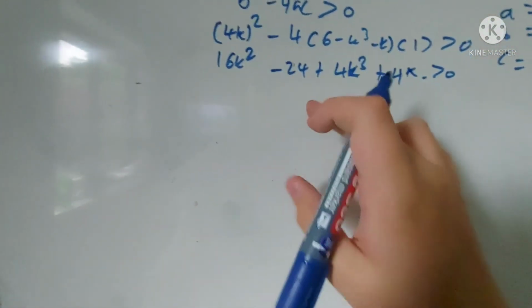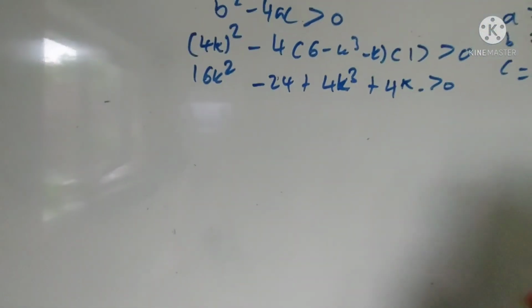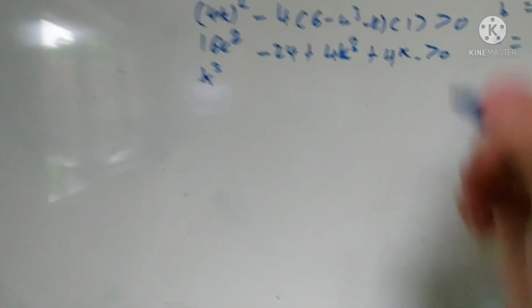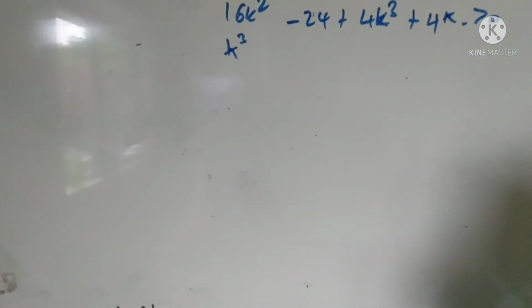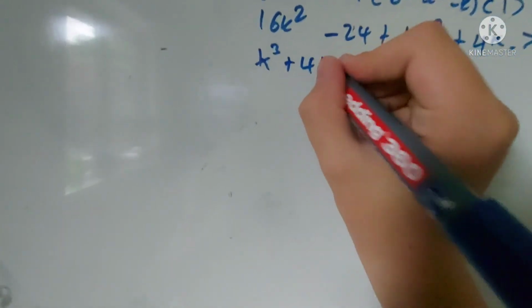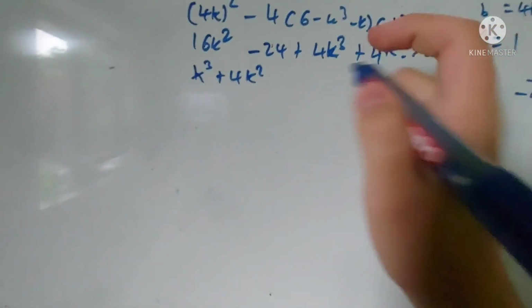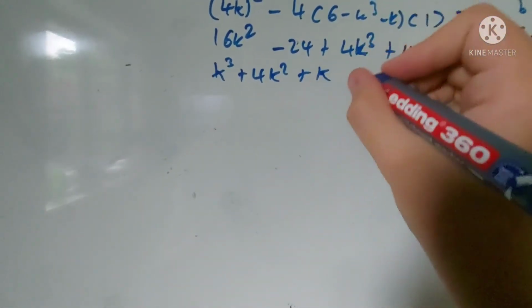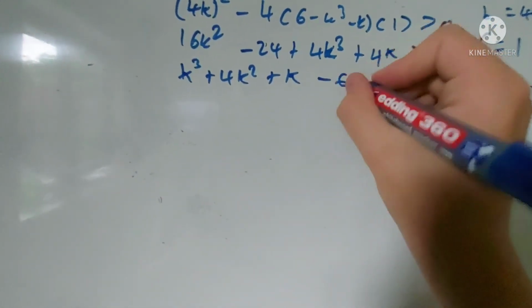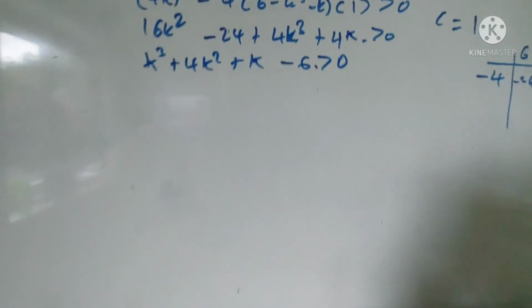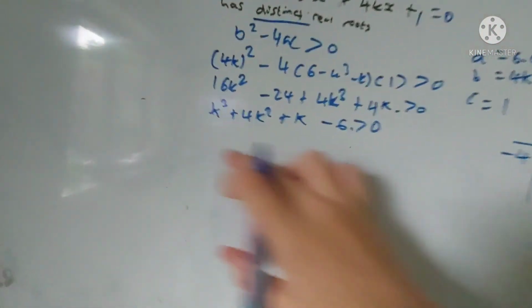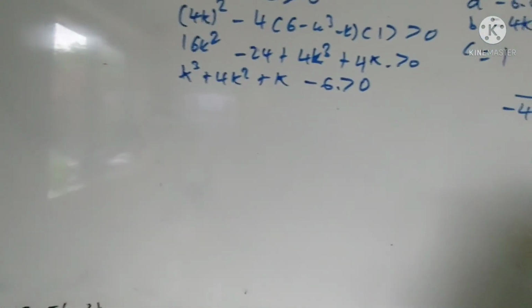Simplifying that now, we can divide everything through by 4, and I'll put the coefficients in decreasing order, as you should. So we get k cubed, 16 over 4 will give you plus 4k squared, then the 4k will drop down to a k, and the minus 24 will drop down to minus 6, and that is greater than 0. Okay, so it's getting a bit harder, but I need to deal with this now.